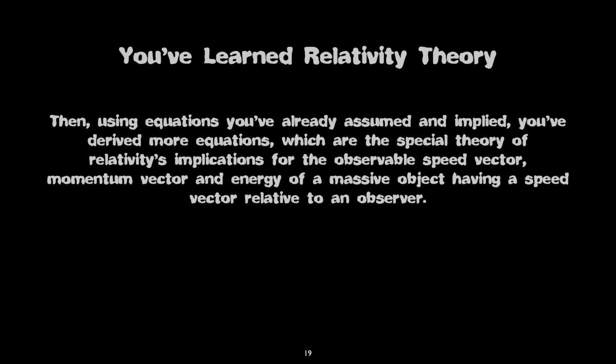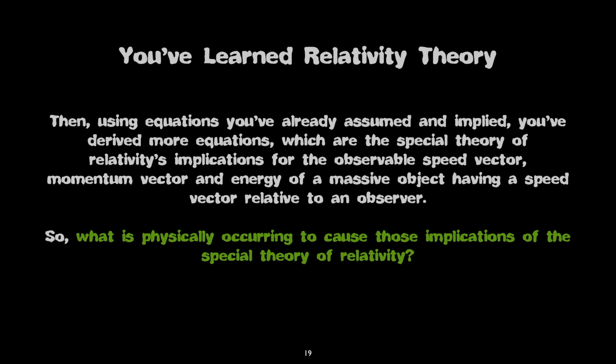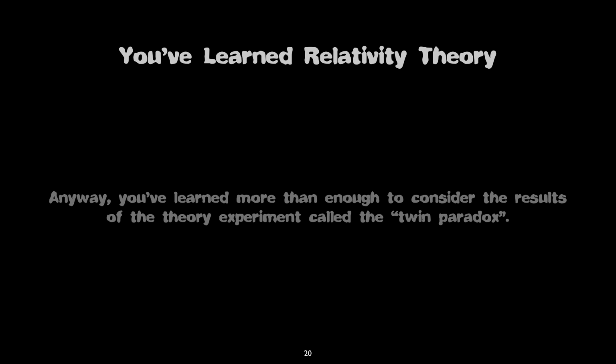Then, using equations you've already assumed and implied, you've derived more equations, which are the special theory of relativity's implications for the observable speed vector, momentum vector, and energy of a massive object having a speed vector relative to an observer. So, what is physically occurring to cause those implications of the special theory of relativity? Oh, you did not learn that. Anyway, you've learned more than enough to consider the results of the theory experiment called the twin paradox.